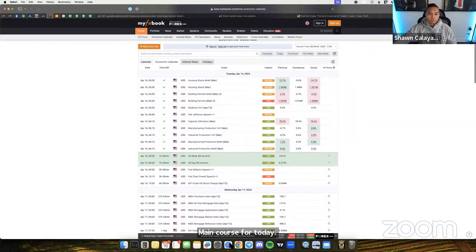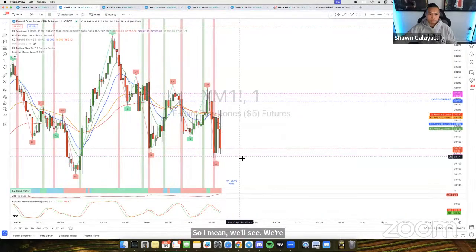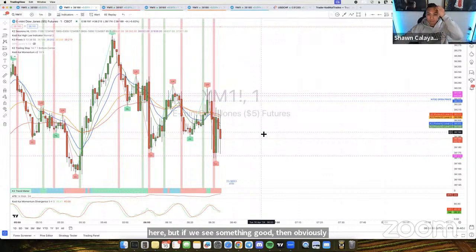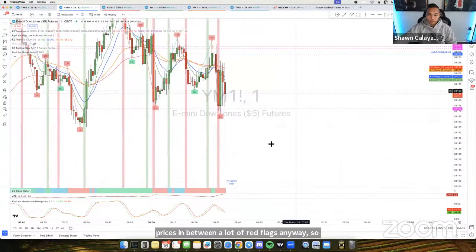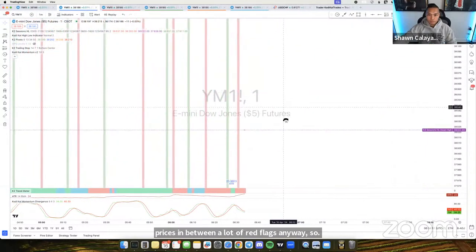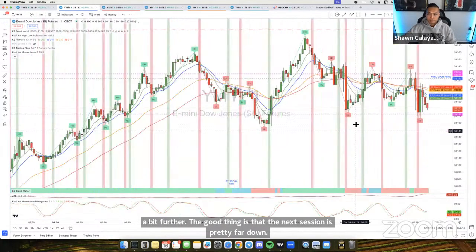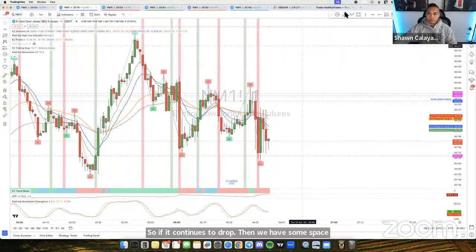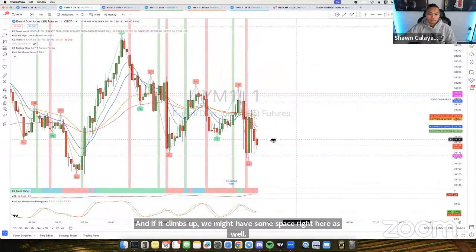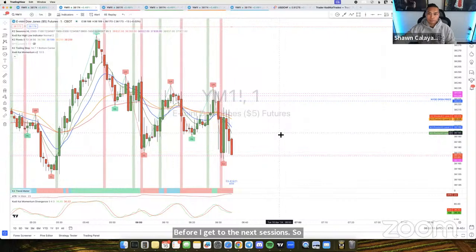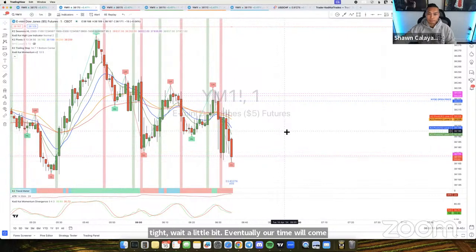So, I mean, we'll see. We're not going to force any trades here, but if we see something good, then obviously we'll try to take it. If not, we're not going to force anything. Price is in between a lot of red flags anyway, so if anything, we would have to wait for price to drop down a bit further. The good thing is that the next session is pretty far down, so if it continues to drop, we have some space here. And if it climbs up, we might have some space right here as well before it gets to the next sessions. So we just got to sit tight and wait a little bit. Eventually our time will come and we just got to be ready to execute when that time does happen.